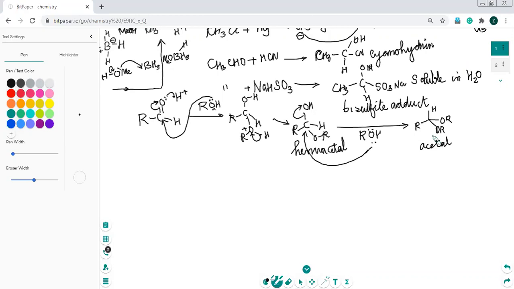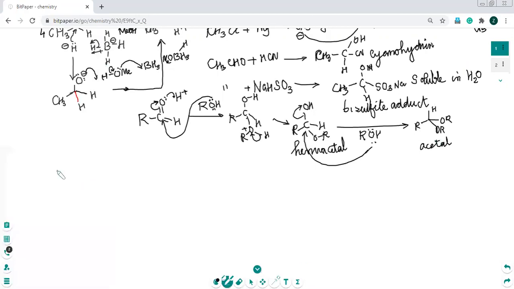That is all as far as reactions of aldehydes and ketones are concerned. Let us look at carboxylic acids now. The next class of compounds is carboxylic acids.